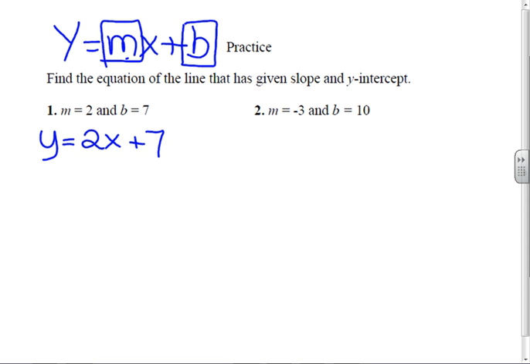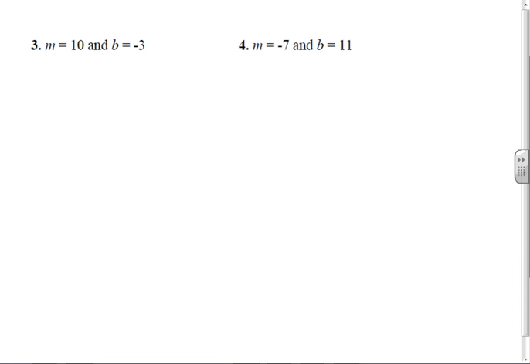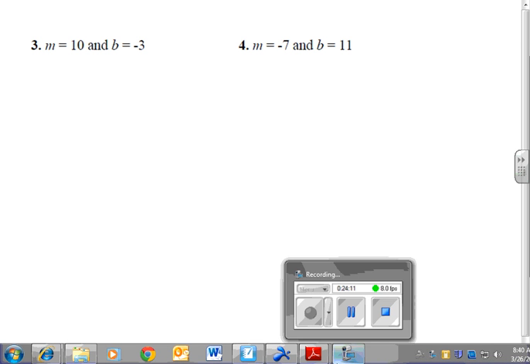Okay, Jake, what about this one? What's the slope? Yeah, that goes right in front of x, plus the y-intercept, which is 10. Okay? Ryan, are you not going to participate today? How about that one? There are a bunch of these. Okay, so I want you to try that. I'll come around and help.